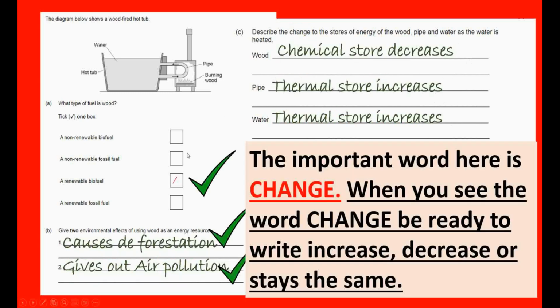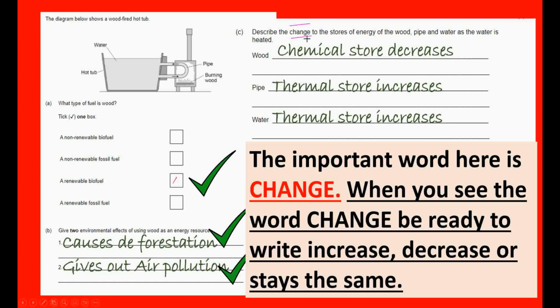So here we want a renewable biofuel. We want things like it causes deforestation or gives out air pollution. You could be specific. You could say it gives out carbon dioxide, or other air pollutants. And then for C, the chemical store decreases. Thermal store increases of the pipe. The water, the thermal store increases. So whenever you see that word change, be ready to write something's going up, something's going down, or something's staying the same.